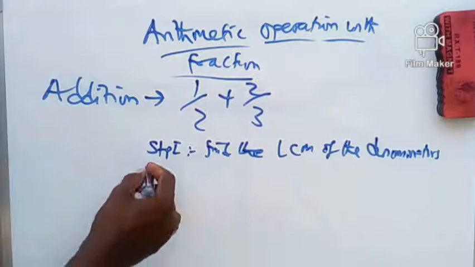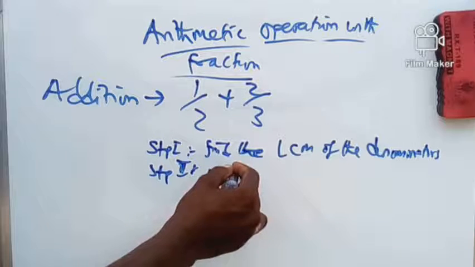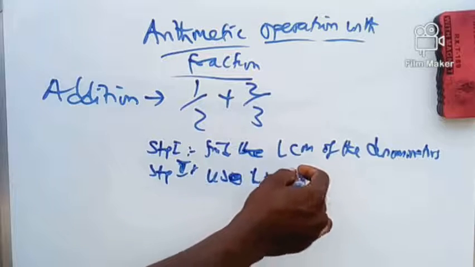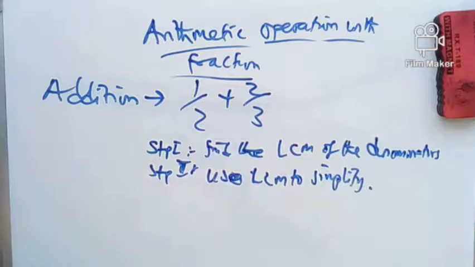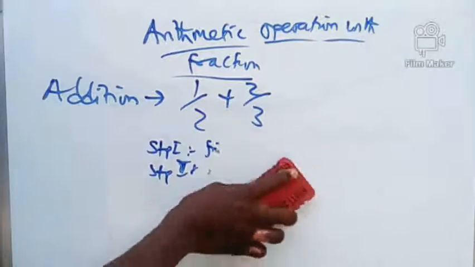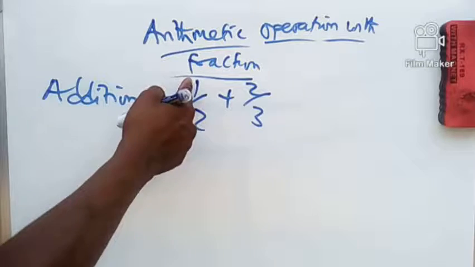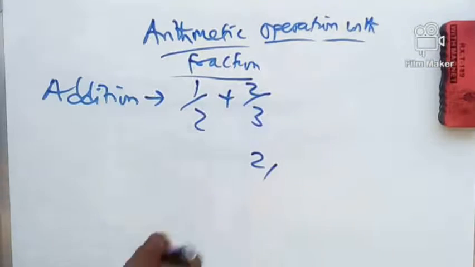And then step 2 is to use that LCM to simplify the problem, and you're good to go. Just 2 steps. Find the LCM of the denominators and then simplify the problem. So let's get started. Let's take the denominators. Between 1 and 2, which is the denominator? 2. Between 2 and 3, which is the denominator? 3. So we find the LCM.